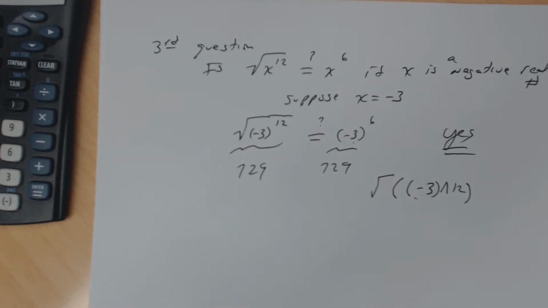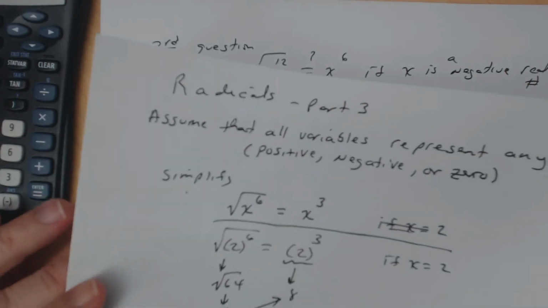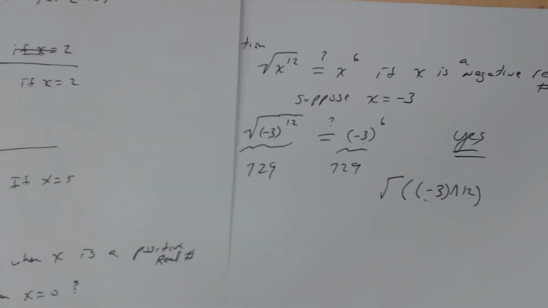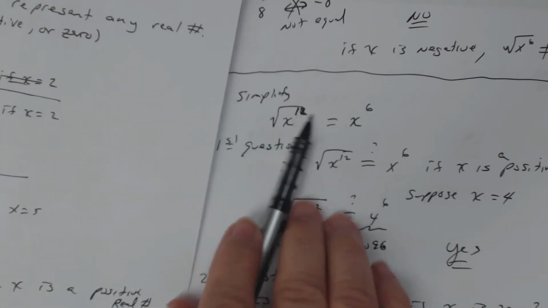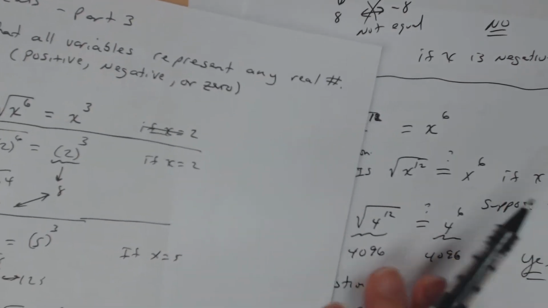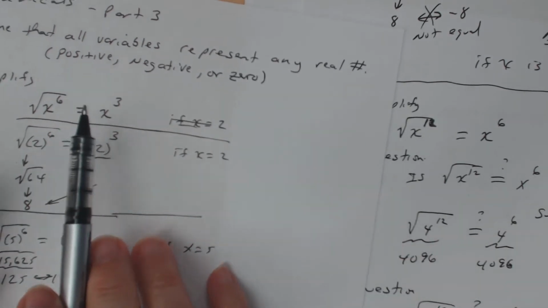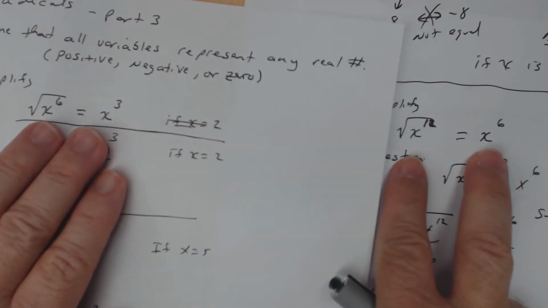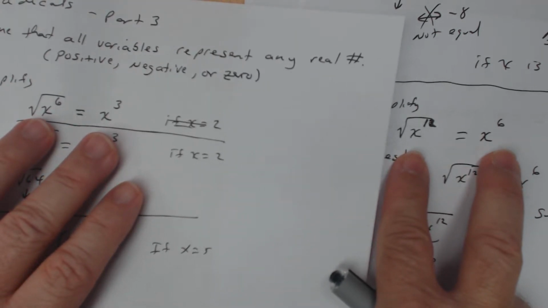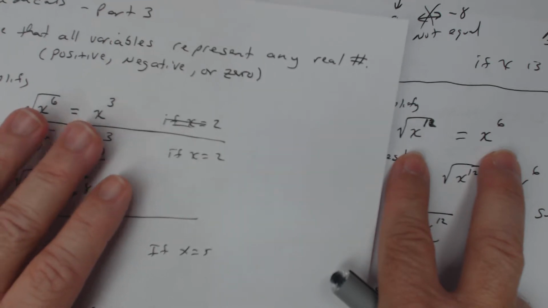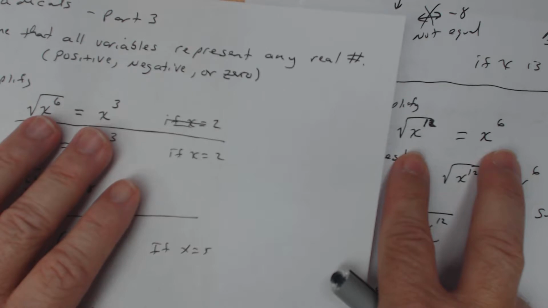So let's look at what we had here. Let's look at these two different things. If it's positive, remember for both of these, in both cases, those two expressions were equal to each other when x is positive, always. When x is 0, always. But not always true if x is negative. This one was not true if x was negative. This one is true if x is negative.